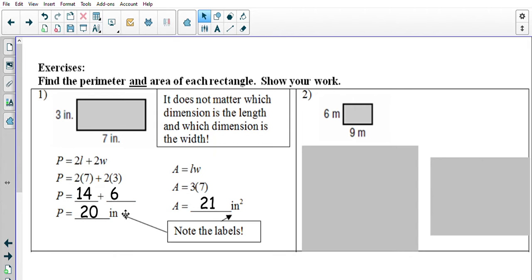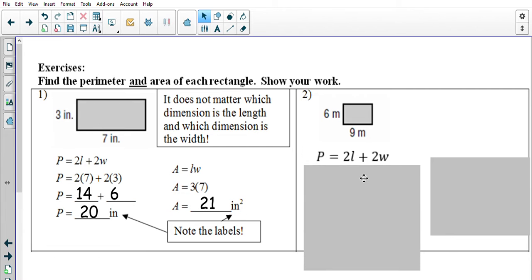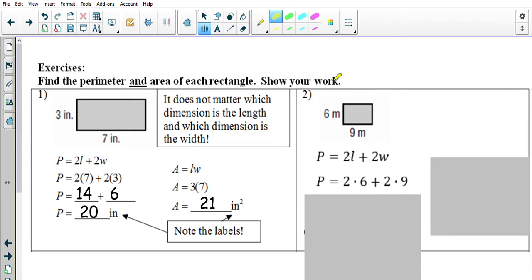All right, number 2. So I've got dimensions 6 and 9. We're going to start with the perimeter, which is 2L plus 2W. So let's take 2 times 6. What I did was I replaced L with 6, this guy here. I replaced W with 9, that's this guy here. So I took 2 times 6 plus 2 times 9.